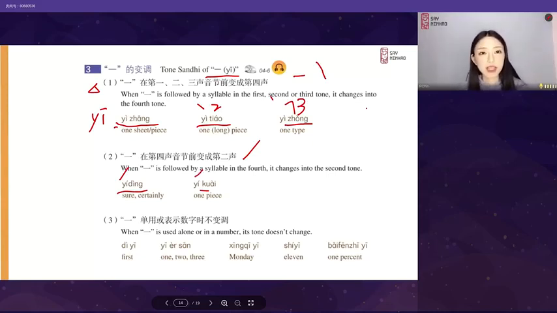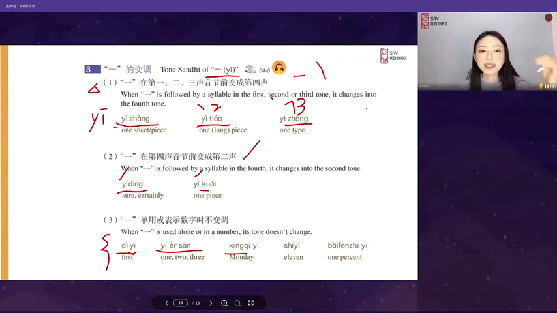So some of you might be really confused, then why? It will change in front of all of the tones, then why is yī's standard tone the first tone? That's because there are situations when yī is used as the first tone itself. Let's see here. When yī is used alone or in a number, it is the first tone itself. It won't change. For example, like 第一, yī in 第一, it means first, first. So yī won't change. Next, 一二三 means 1, 2, 3. It is used in numbers, so it won't change too.